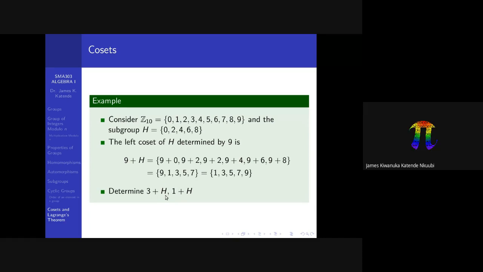So you can try with all the other numbers. What you will notice is if you pick any number that is already in here, it will generate exactly the same left coset. So 7, 5, 3, 1, and 9 will all generate this same coset.